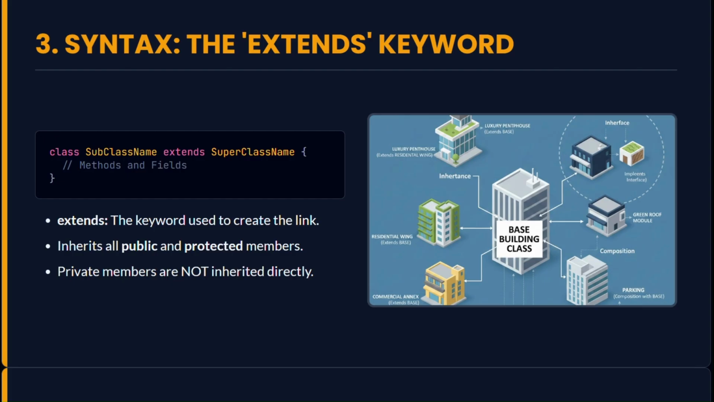Let's look at how we actually write this in Java. We use a very specific keyword, extends. Look at the code on the left of the screen. class Subclass extends Superclass. This one keyword, extends, tells Java to create a link between the two. A quick note: the subclass inherits all the public and protected members. However, private members are strictly private to the parent and are not inherited directly. This is where encapsulation and inheritance meet.